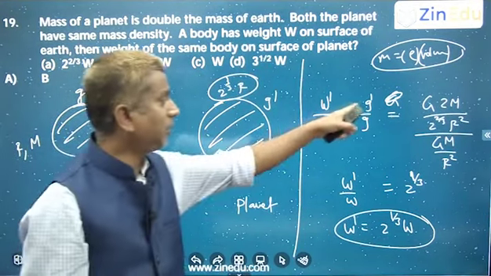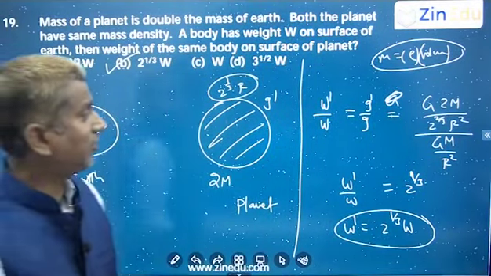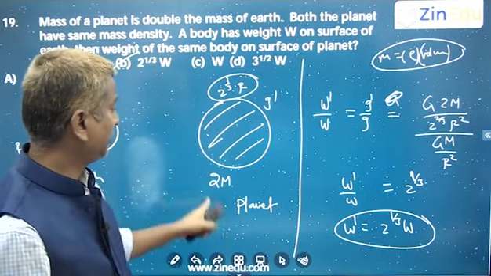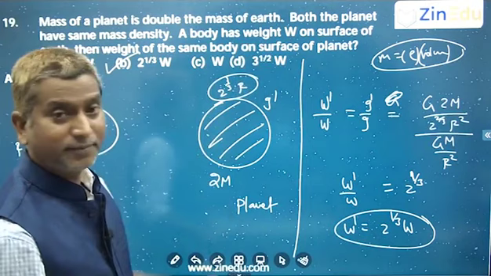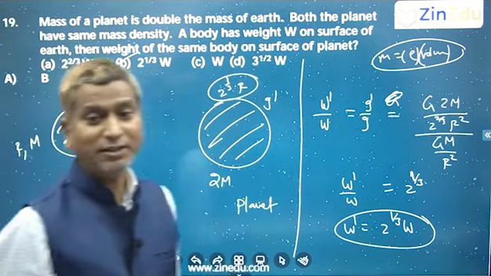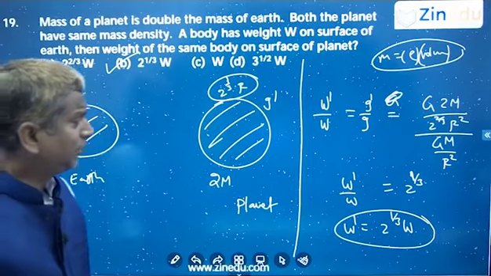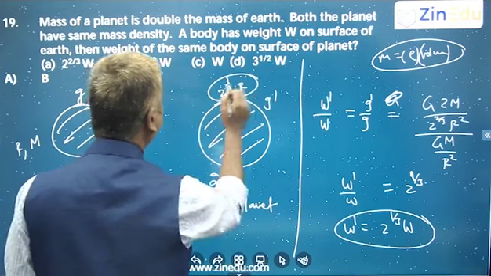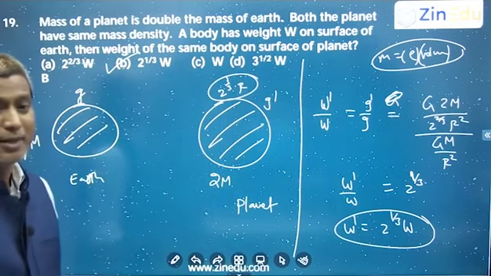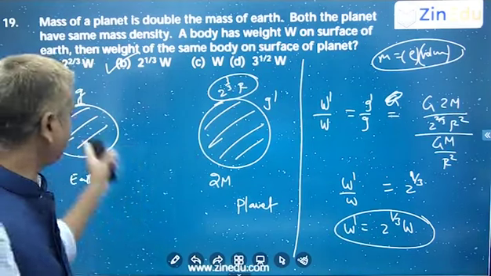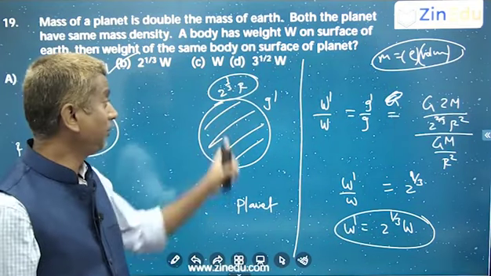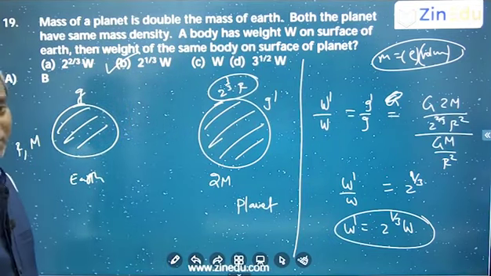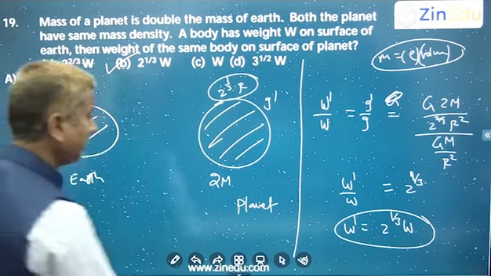Clear? So weight is directly proportional to acceleration due to gravity, and acceleration due to gravity is the Gm by R square formula. So for the planet, you're taking G dash, which is 2M and R square, 2 power 2 by 3 times R square. And this for Earth, Gm by R square, right? So main thing is this one. Mass is getting doubled means radius will become 2 power 1 by 3 times this radius. Then only the volume will become doubled, so mass will become doubled, because volume is directly proportional to R cube, right? So this is question number 19.